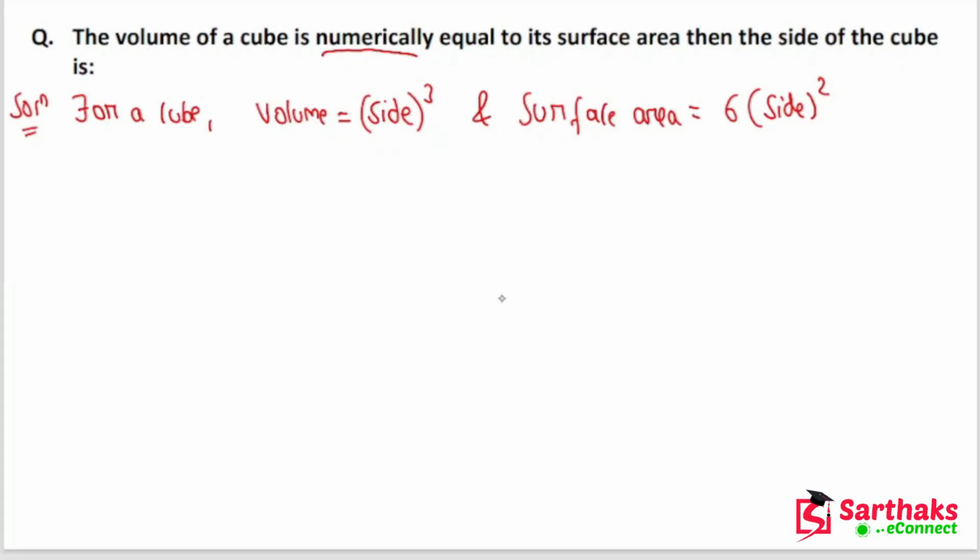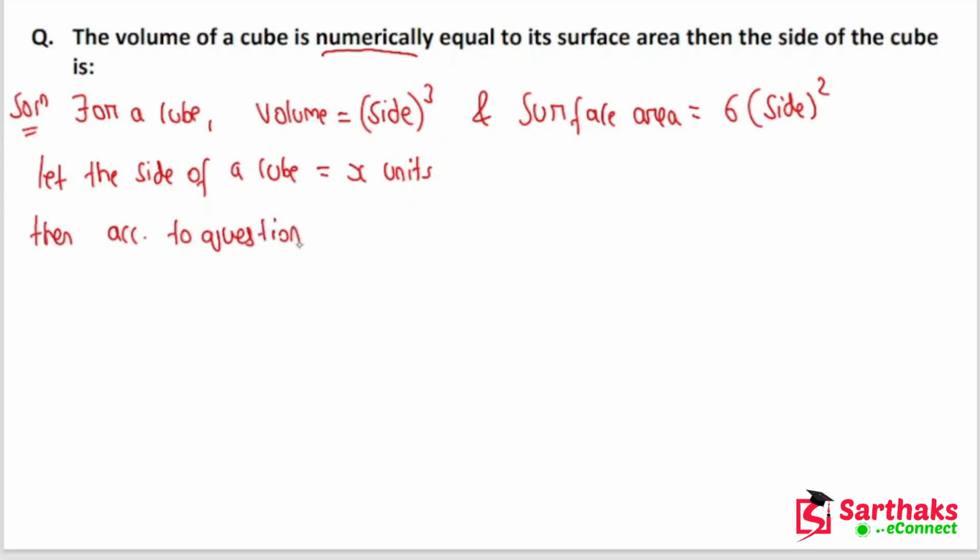Okay, do not talk about the units. You can actually take the x in any units, and that is why I have to tell you this. So we will start the question: let the side of a cube equal x units, right? Then according to the question, volume, that is x cube, is equal to surface area, that is 6 into x square.